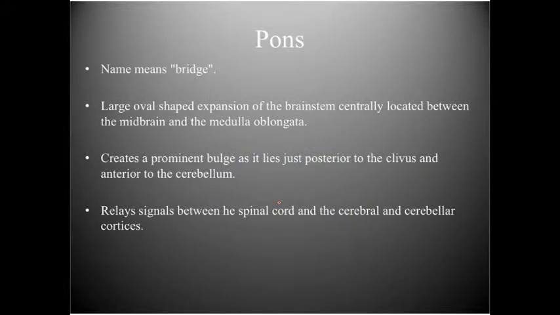So that brings us to the pons. Its name means bridge, and it's a large oval-shaped expansion of the brainstem centrally located between the midbrain and the medulla oblongata. It creates a prominent bulge as it lies posterior to the clivus and anterior to the cerebellum. And it relays signals between the spinal cord and the cerebral and cerebellar cortices.